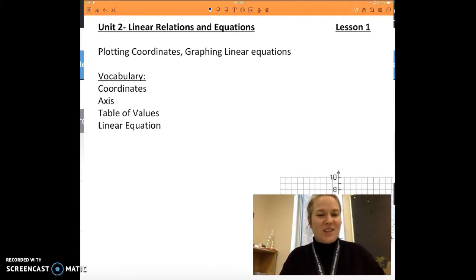Okay, we're getting ready to start Unit 2. Unit 2 is a foundational unit to things that you're going to learn in grade 10 and 11 in terms of relations, functions, graphing. There's a lot of really important concepts in here.